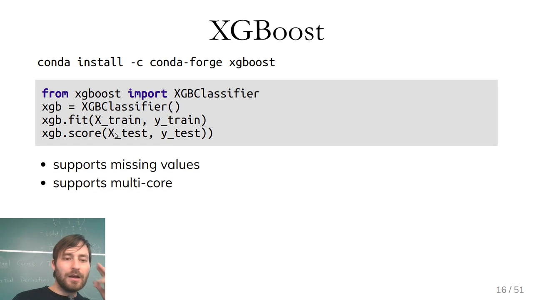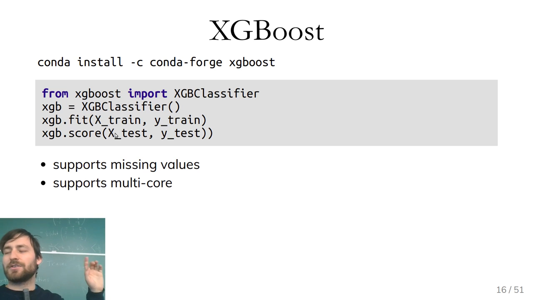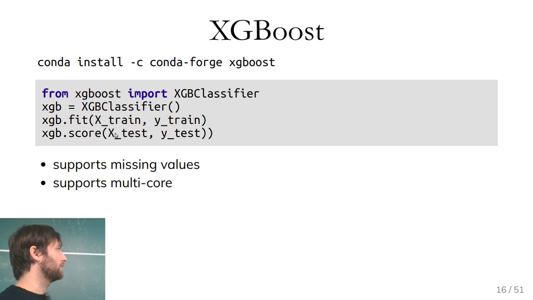So if you want to try XGBoost, I recommend you install it with Conda. That's probably the easiest. And then you get XGBClassifier and XGBRegressor. They work like scikit-learn models. You can use them with scikit-learn pipelines and anything you want. They support missing values, and I think they also support categorical variables out of the box, so you wouldn't have to do one-hot encoding for this. And it also supports multi-core fitting.